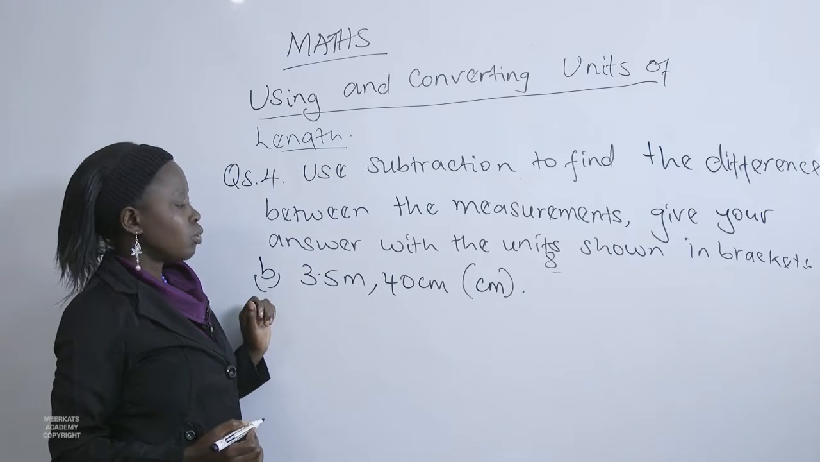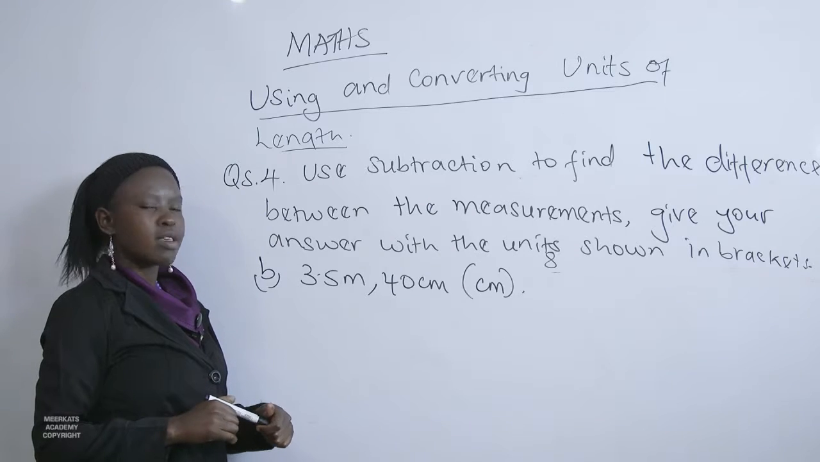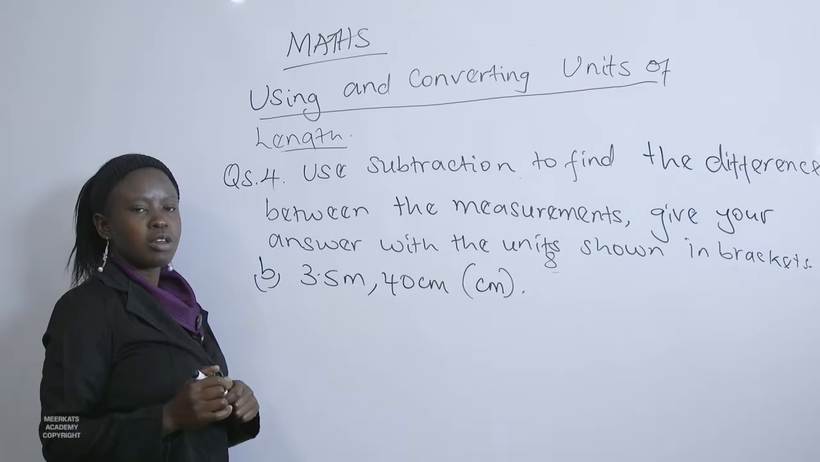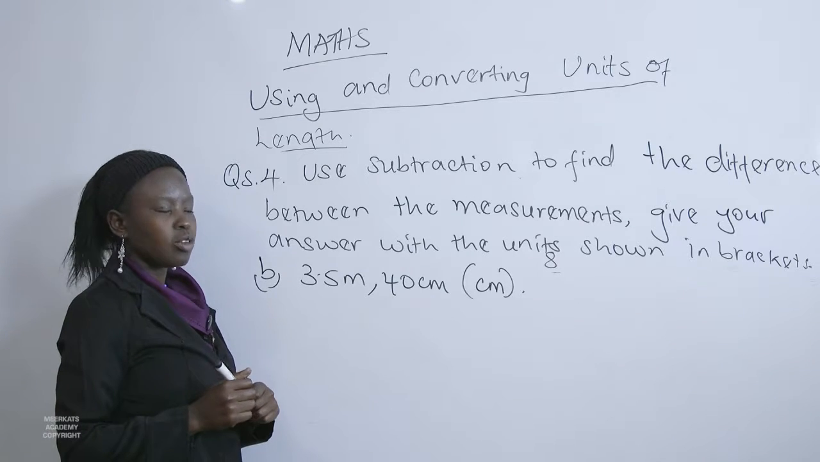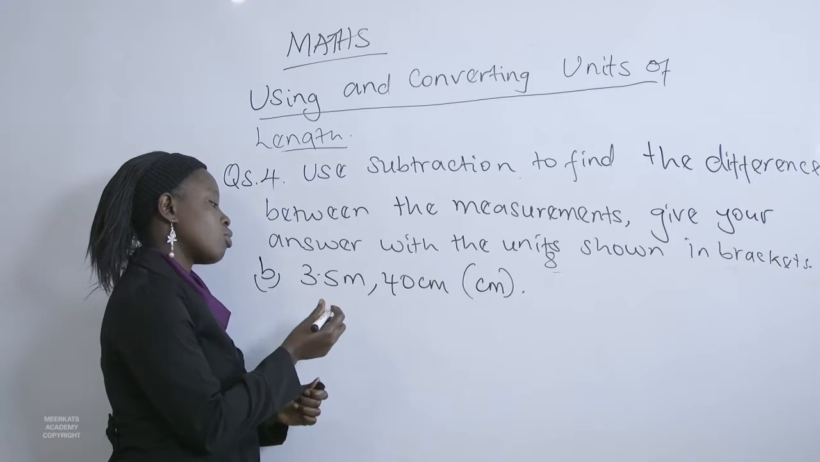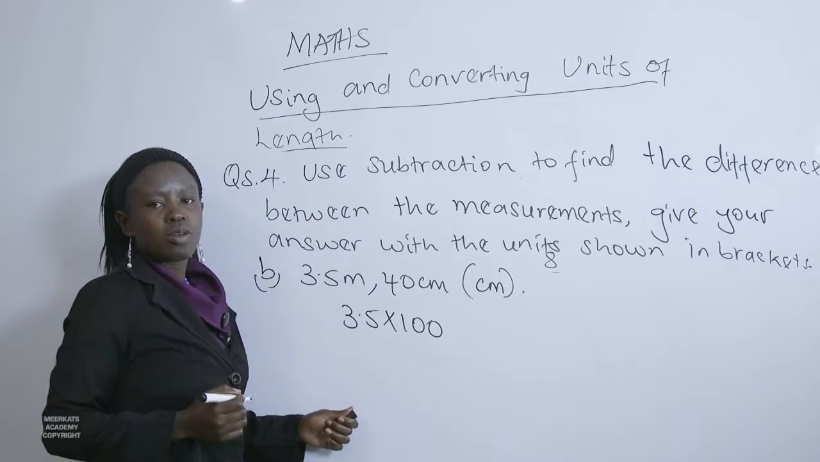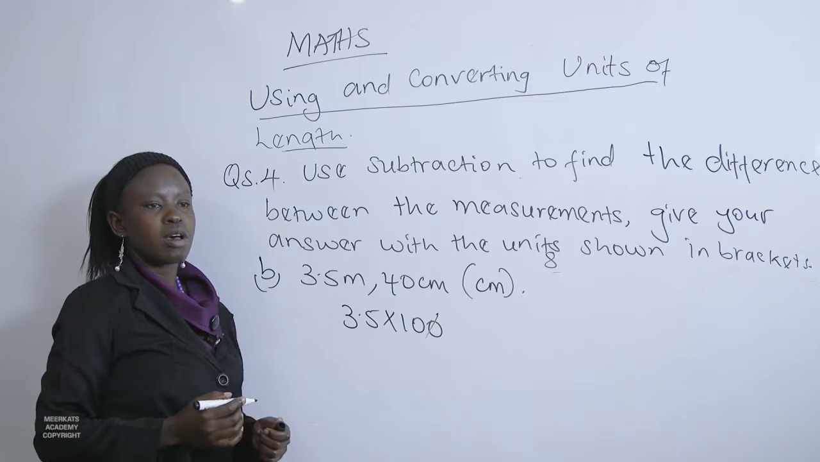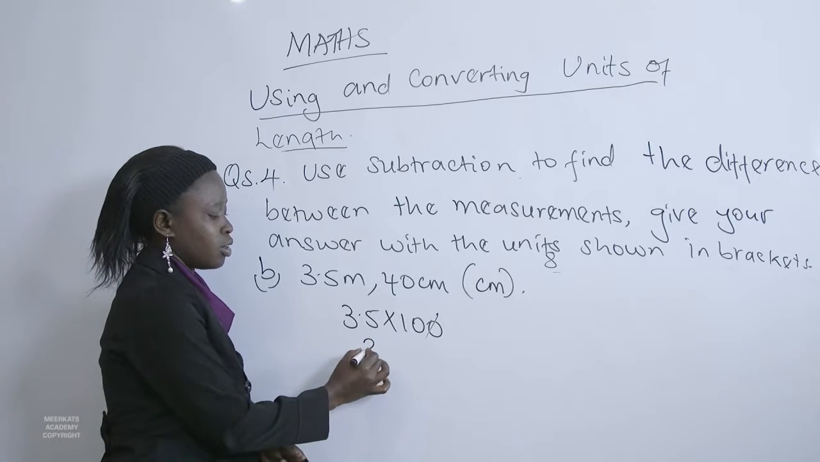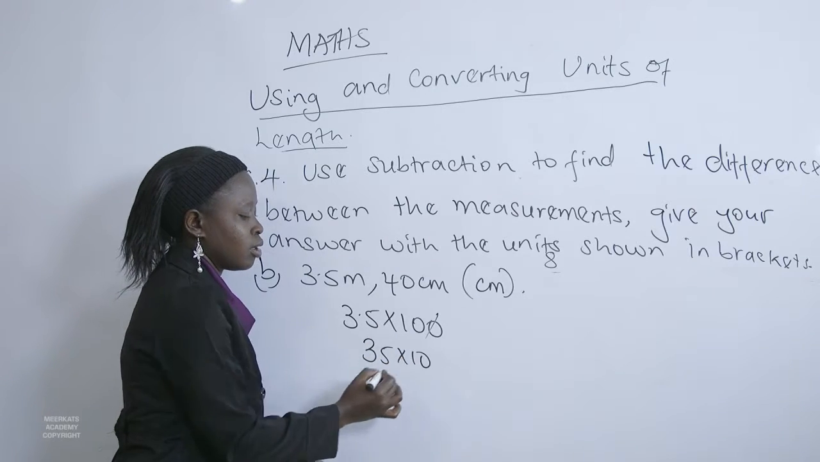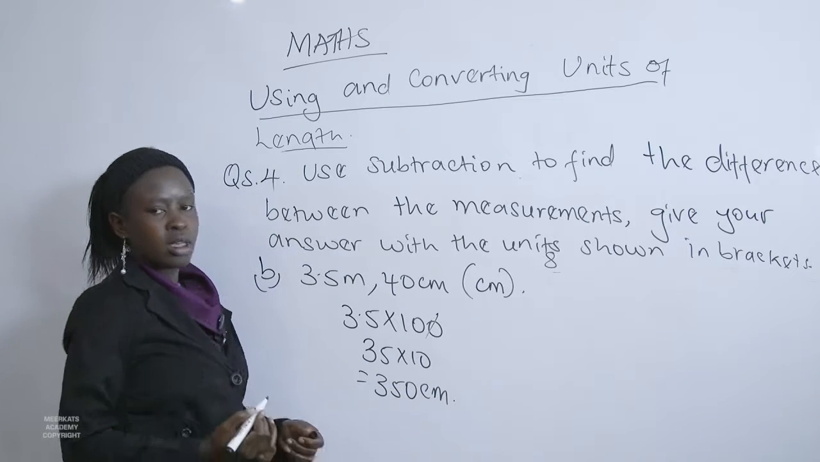So the next one, we have 3.5 meters and 40 centimeters. We give our answer in centimeters, so that means we convert from meters to centimeters. That is done by multiplying by 100. So we have 3.5 times 100. One of the 0s cancels out because of the decimal place. Then it means we have 35 times 10, so that it gives us 350 centimeters.